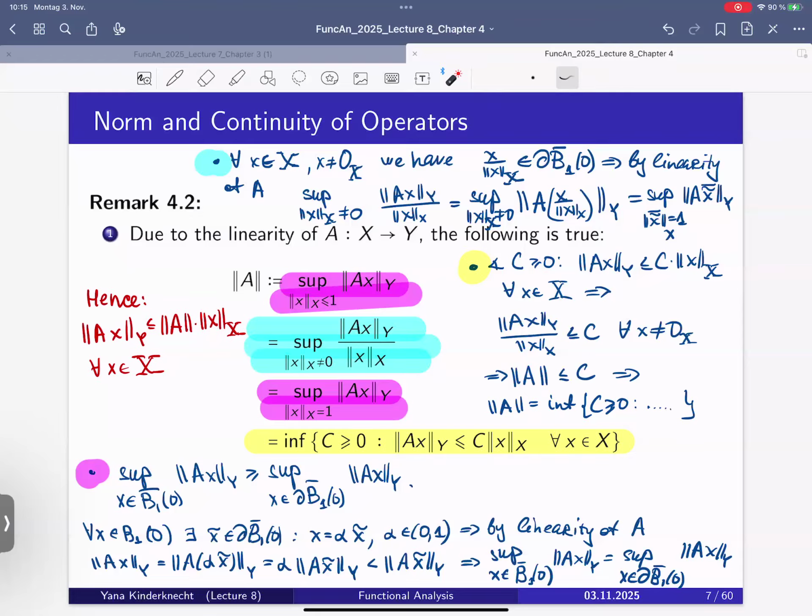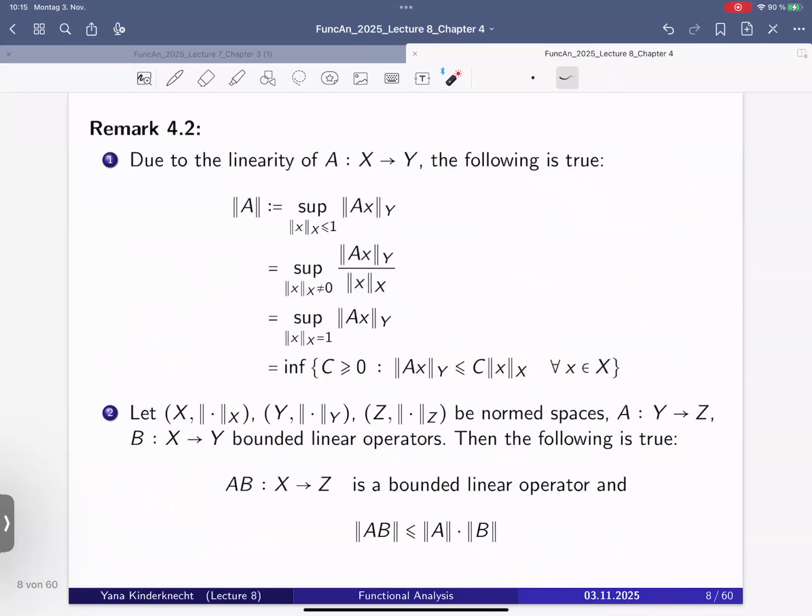Okay, so let us go further. So second part of this remark, we have three normed spaces, a mapping A from Y to Z, and a mapping B from X to Y. Then we can consider the composition AB, which will be a composition from X to Z. So the statement is that if A and B are bounded linear operators, then their composition is again a bounded linear operator, and we have the following inequality.